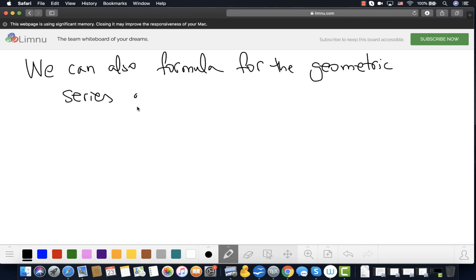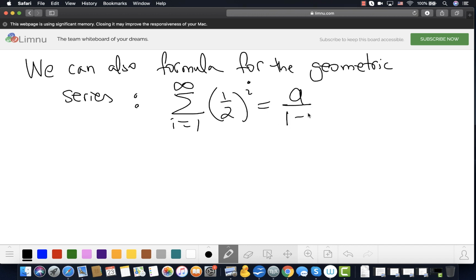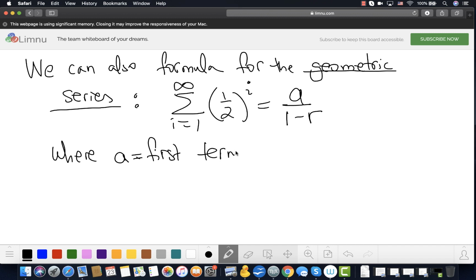So we get the sum i goes from 1 to infinity of 1/2 to the i. Well, the formula for the sum of a geometric series is a divided by 1 minus r, where a is the first term. This is only valid for the geometric series. Okay, so this formula only makes sense if you're summing up a geometric series. So the formula is a divided by 1 minus r, where a is the first term and r is the common ratio.